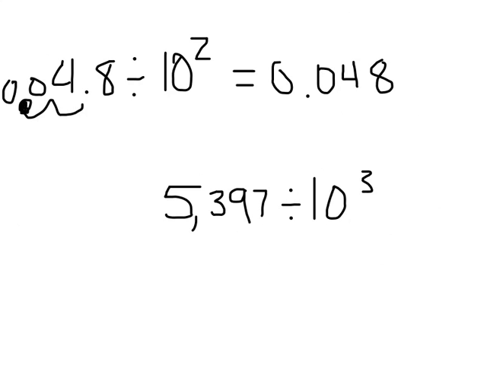What's 5,397 divided by 10 to the third power? Well, the decimal starts after the 7, and I'd move it once, twice, 3 times, so my answer is 5 and 397 thousandths. You've done a great job.